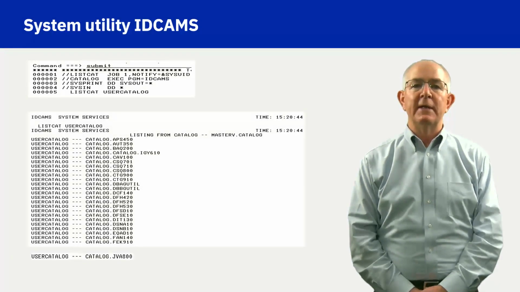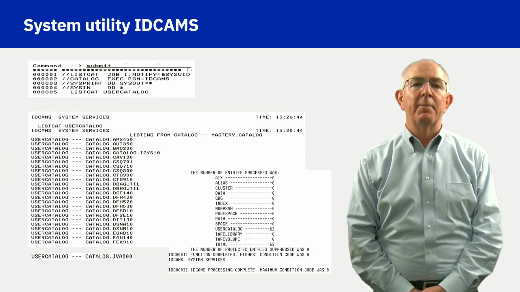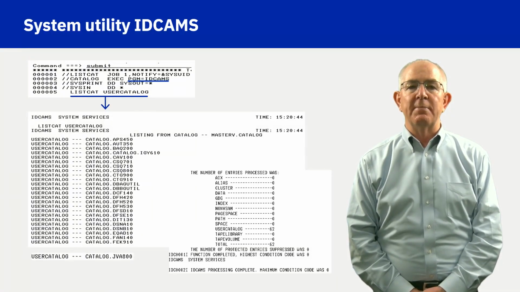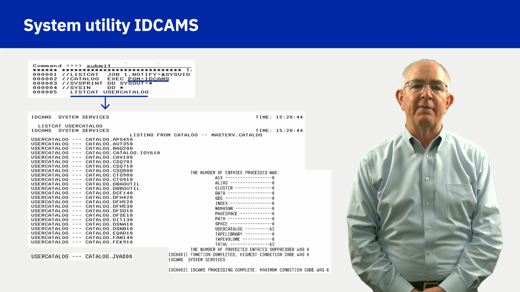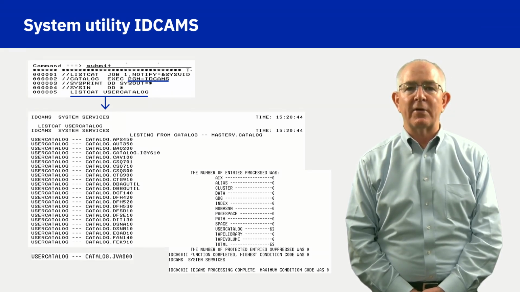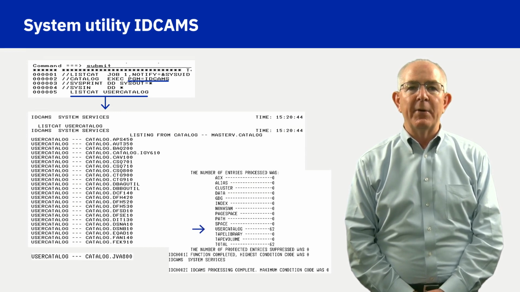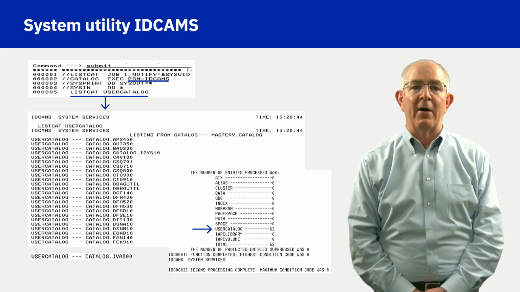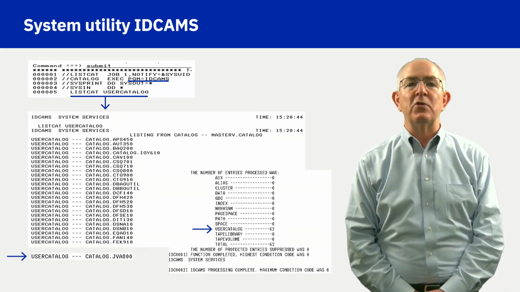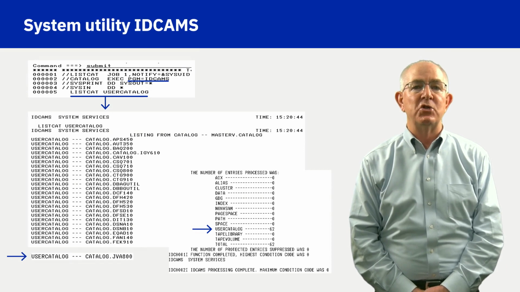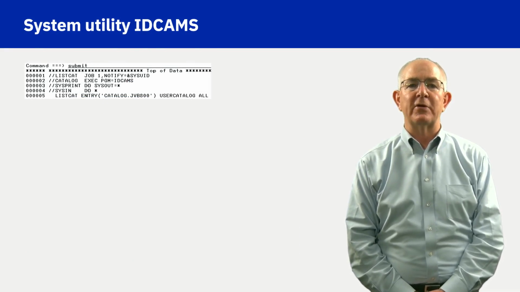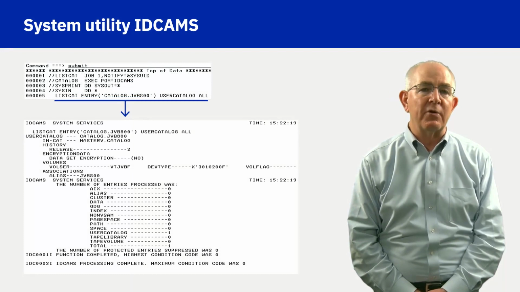The example shown is the system utility IDCAMS processing a LISTCAT user catalog command. The submitted output shows a list of the user catalogs in the master catalog and the number of user catalogs, which is 62 in the example output. One of the 62 user catalogs is catalog.jva800.